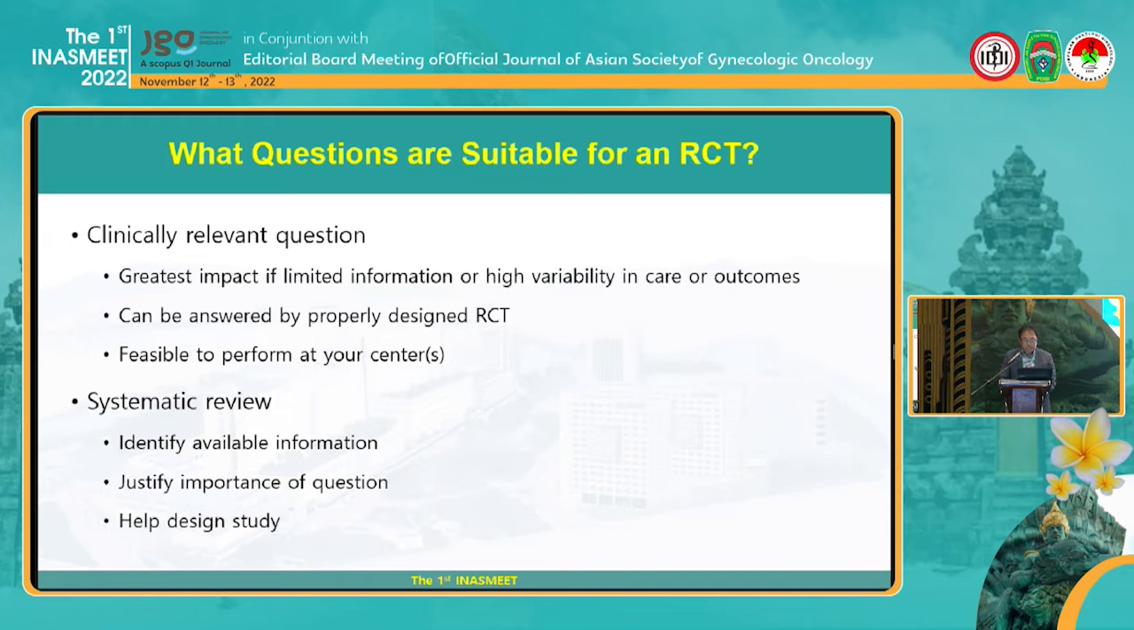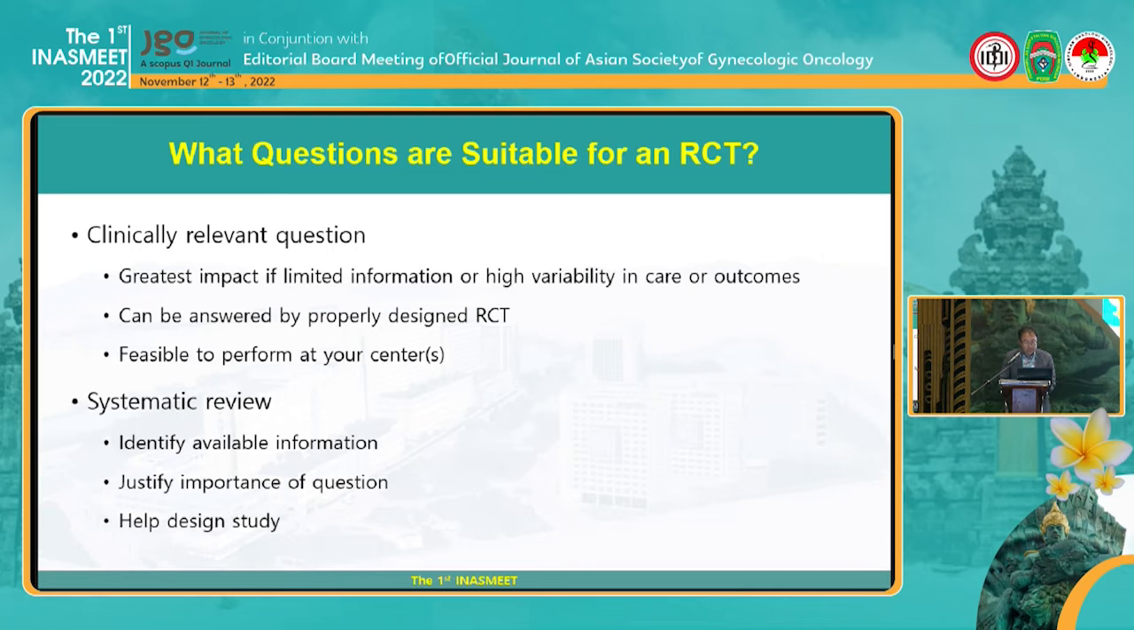The first step in the design of a randomized controlled trial is to have a clinically relevant study question. The research subject with the highest impact is the case where there is limited information about the current treatment method or previous research shows various results. It is best to derive these research topics based on systematic review.